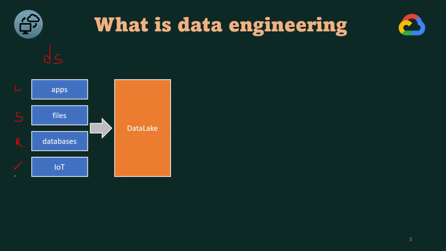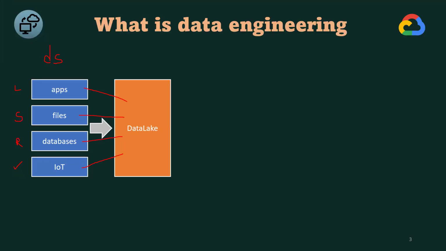So I want to extract the data from the multiple data sources and put that data into a single location called a data lake. If I want to analyze the data from multiple data sources, I need to have the data in a single location. That is the reason we extract the data and load it, store it into a single location.